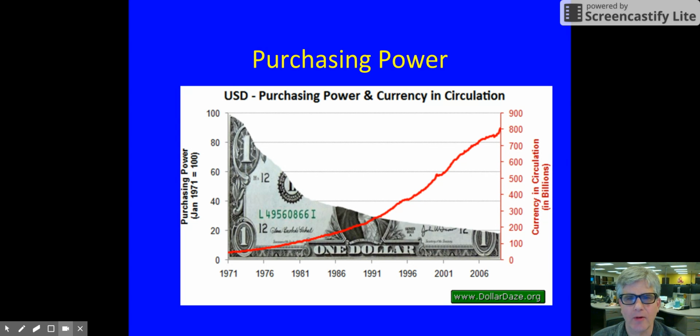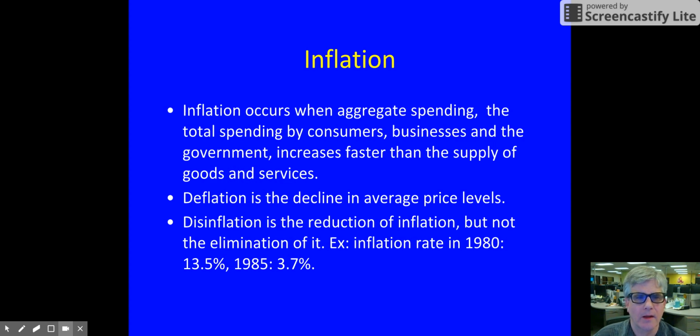Purchasing power of money is where inflation actually reduces it and decreases the purchasing power. Inflation occurs for many different reasons, but it occurs when aggregate spending, total spending by consumers, businesses, and the government, increases faster than the supply of goods and services.